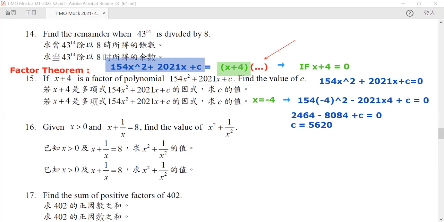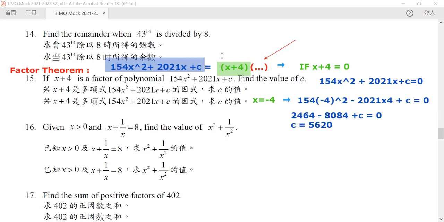Or if you would like to find it out by solving the factor, you can try to divide our whole equation by x plus 4, and then you find out the red part of the equation, and then it will be okay. All right, so this is question 15. So now let us go to question 16.